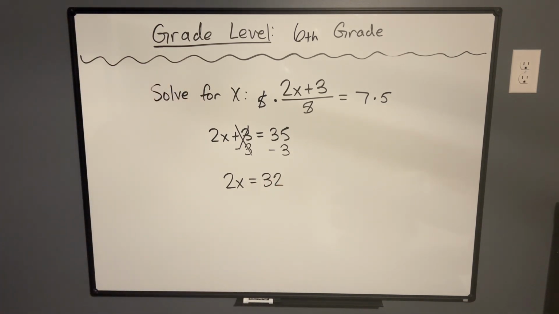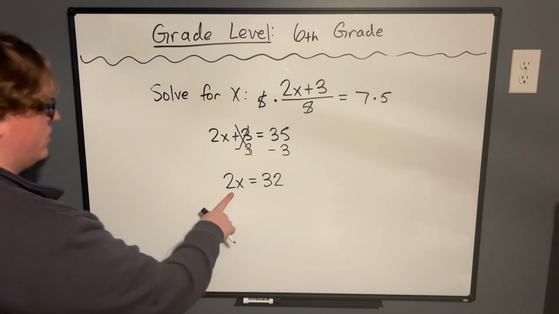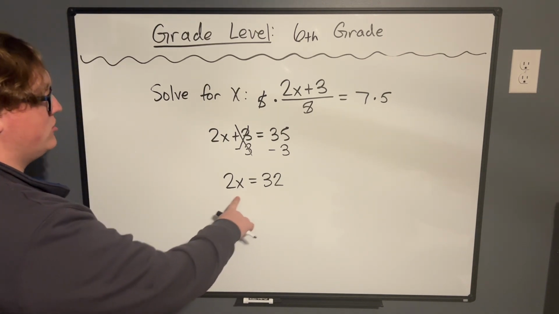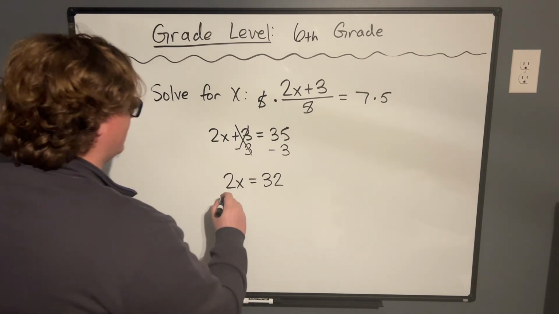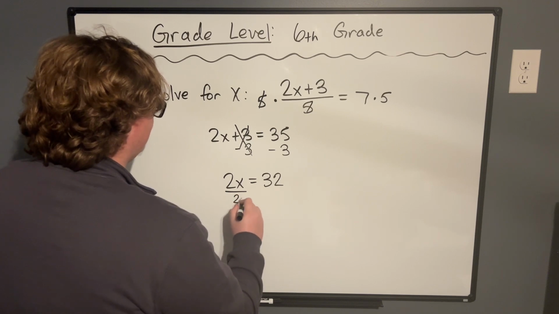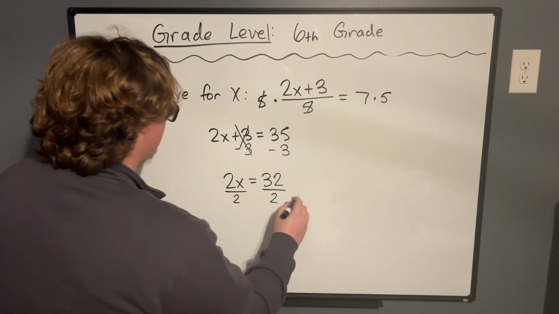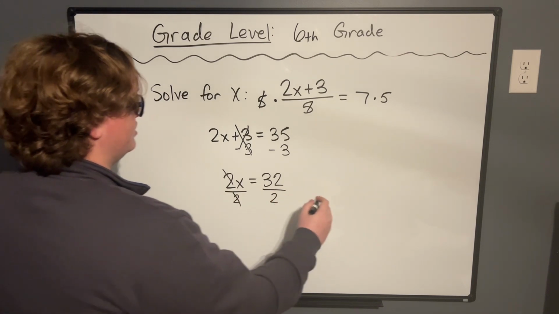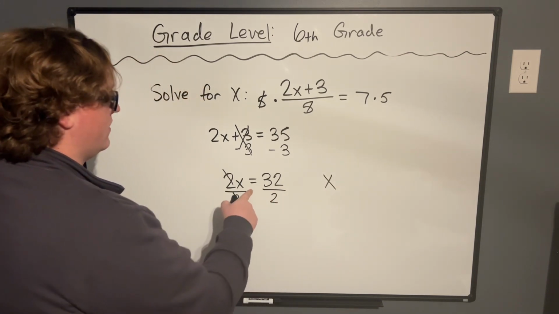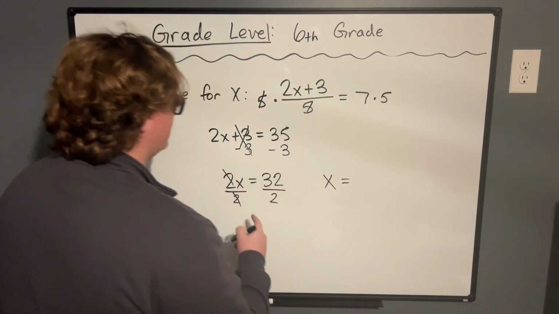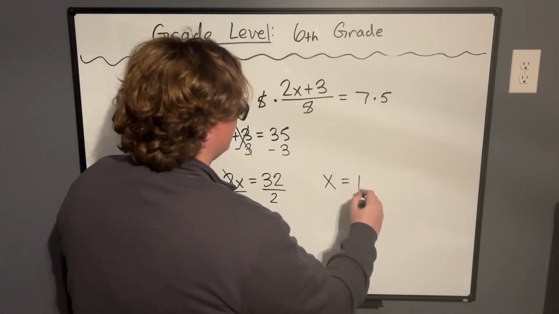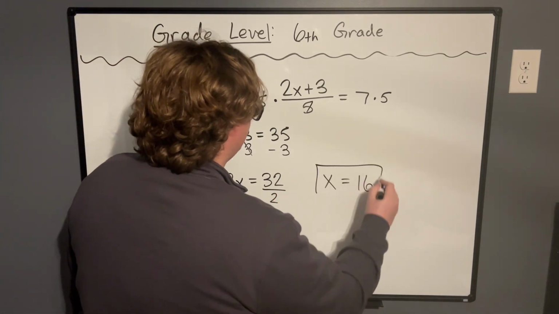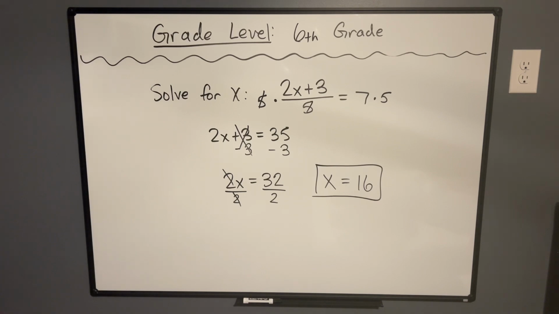And then finally, to solve for x, we need to divide by 2. Because if we're multiplying by 2, to get rid of that multiplication, we have to divide. So if we divide both sides of the equation by 2, then these 2s will cancel. So I just have x left on the left, and the right side is 32 divided by 2. That's equal to 16. So the x value here is equal to 16.